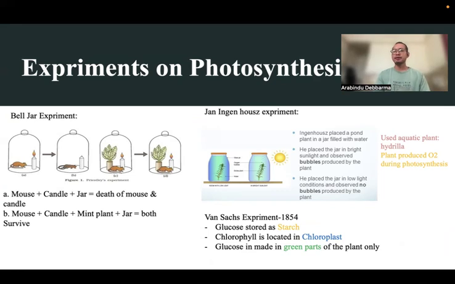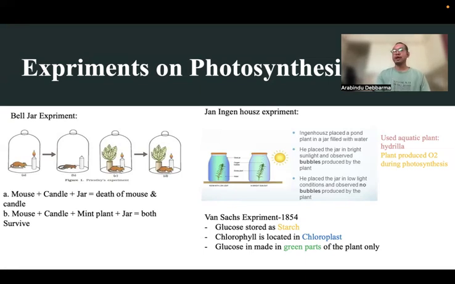The plant used for this purpose was hydrilla, and that the plant produces oxygen during photosynthesis was proved by this particular experiment. Another scientist called Sachs, in his experiment in 1854, confirmed that the glucose produced during photosynthesis is stored in the form of starch, and that the chlorophyll present in the plant is located in an organelle called the chloroplast, and that glucose is made only by the green parts of the plant.